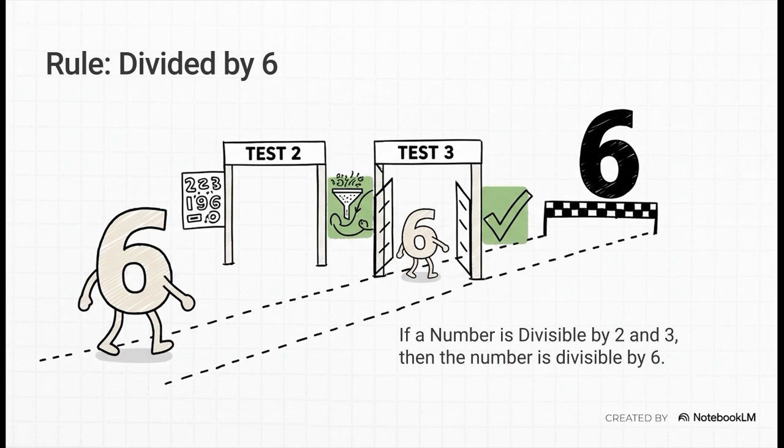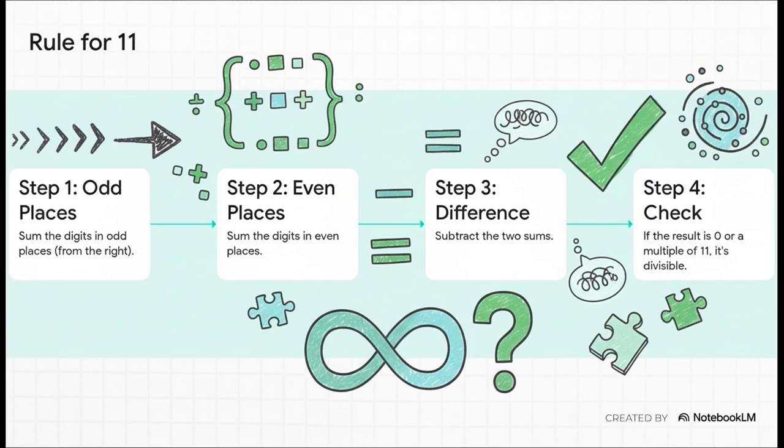And second, it also has to be divisible by 3, which means the sum of its digits trick has to work. If it passes both, you are golden. The rule for 11. The rule for 11 is a really fun puzzle.